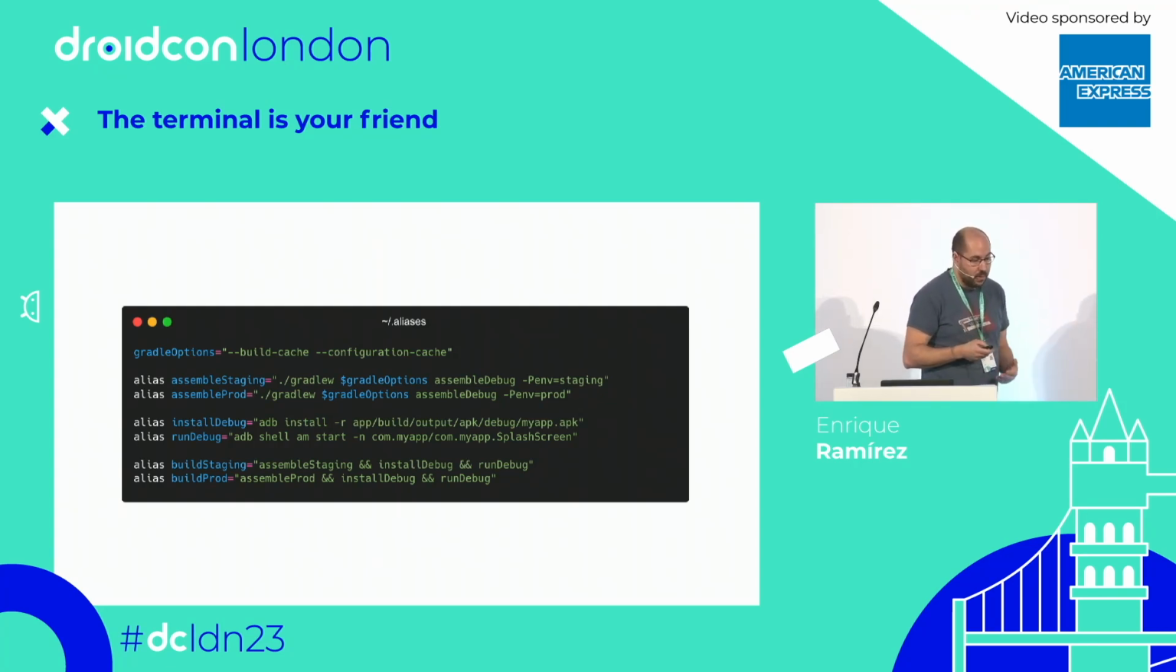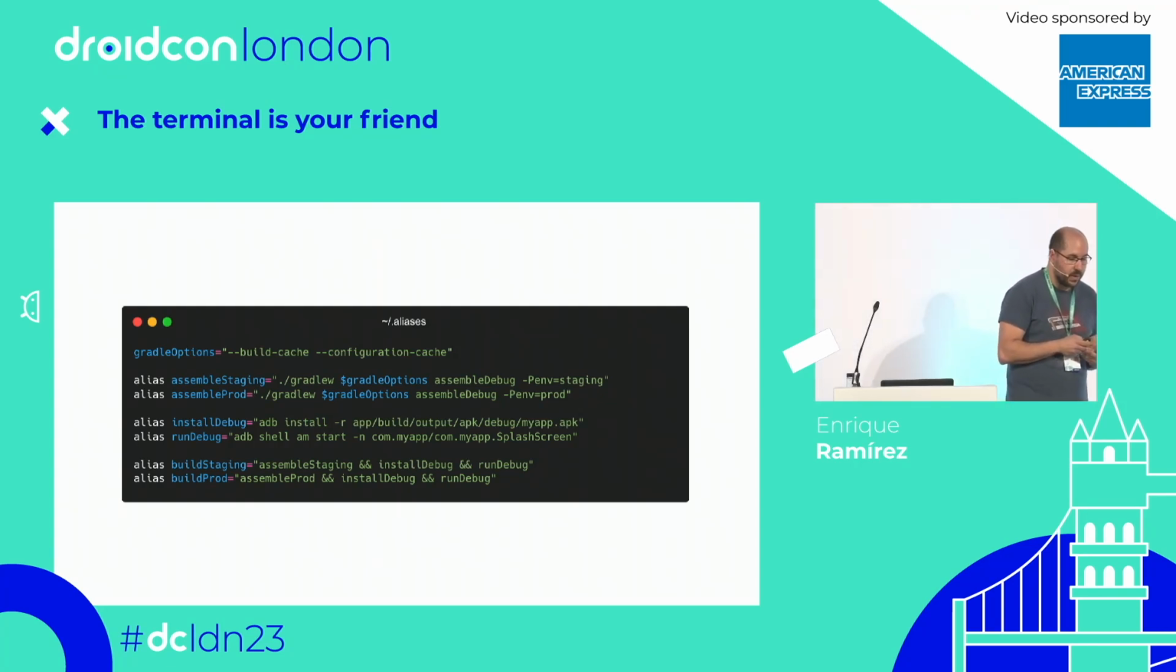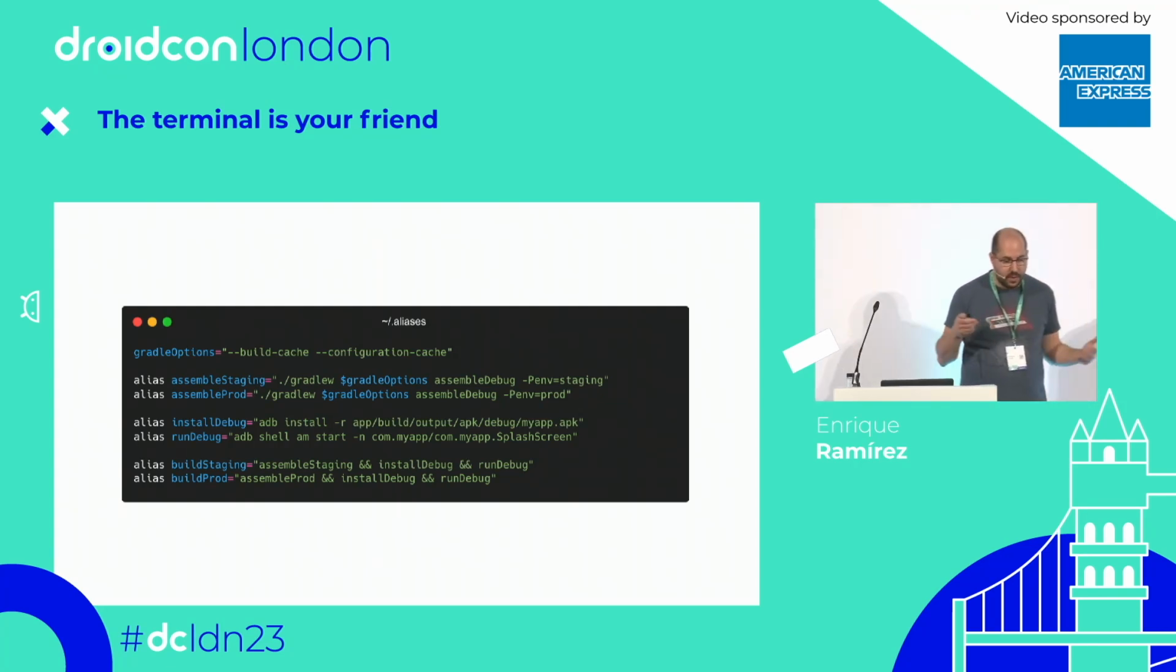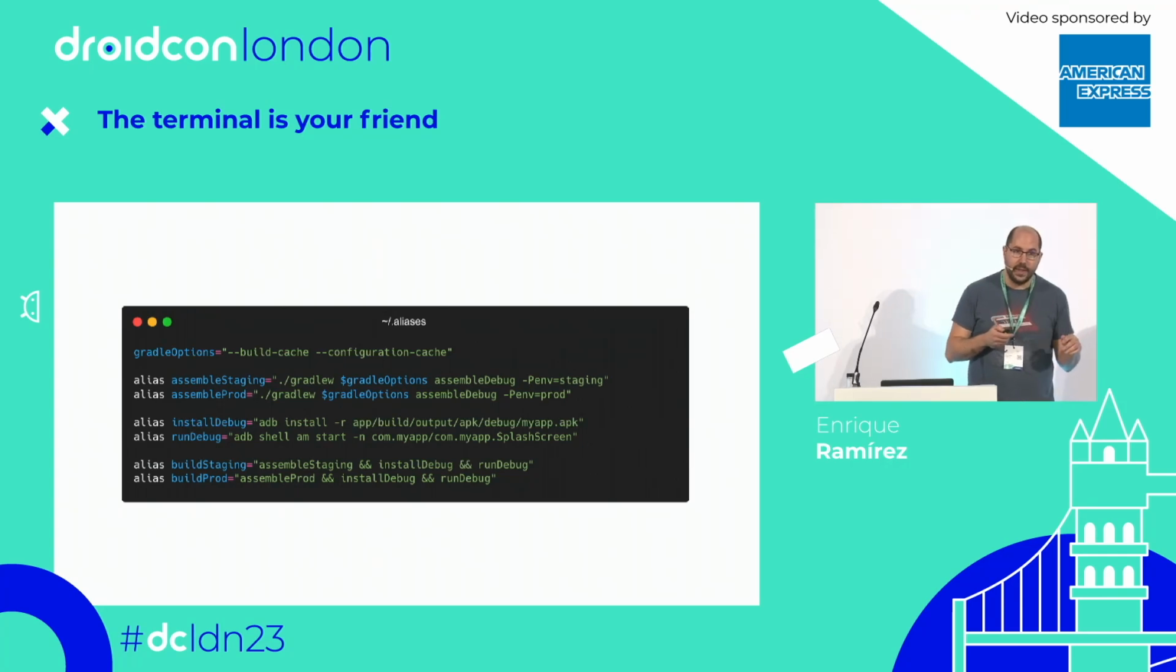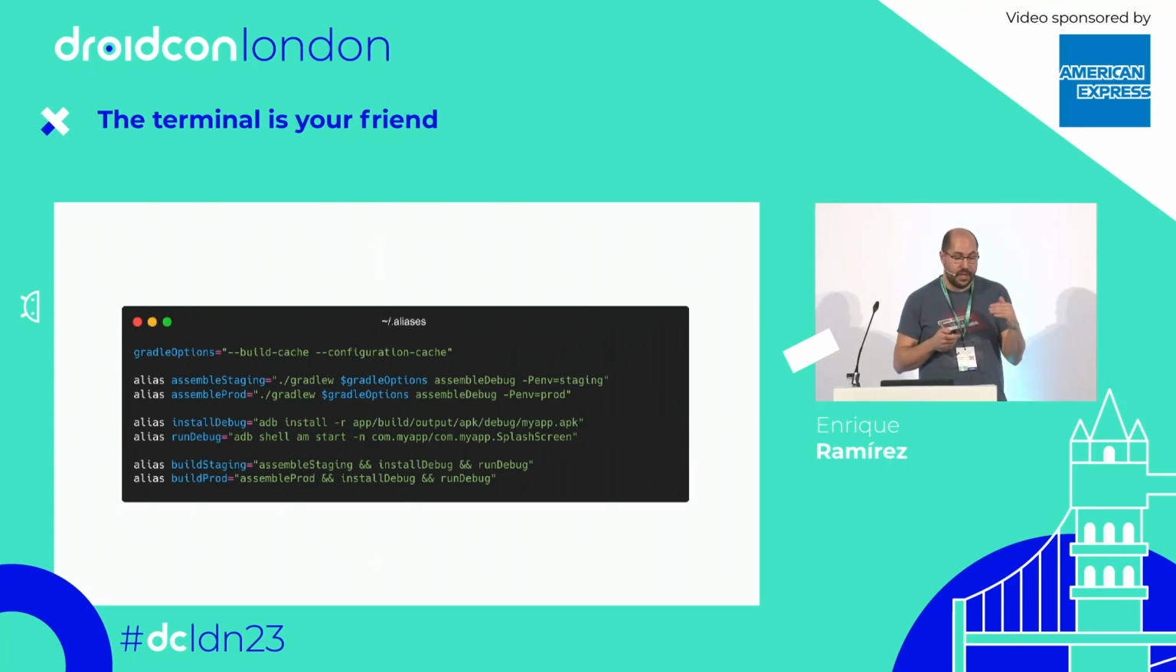But coming back to the first example, let's say we are in a big project. We have different variants of our app, and we want to be able to quickly build it. The thing is, we split that into build, install, and run. So you could use aliases to separate them, like having one assemble for the staging version, one assemble for the prod version, then installing the debug and running the debug.